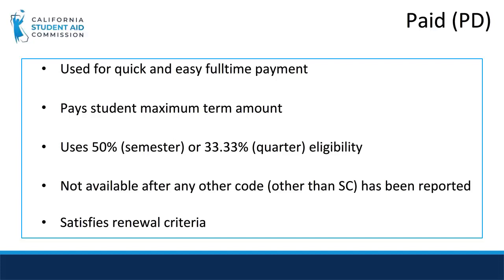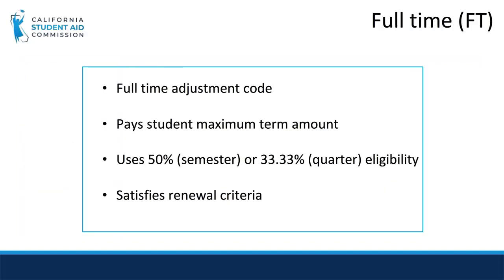PD stands for paid full-time. The PD code can be used to pay the maximum term amount. It's a quick pay option. You can use this code when you're paying a student for full-time attendance and the student is receiving the full benefit, meaning tuition and fees, access, books and supplies, depending on his or her grant award.